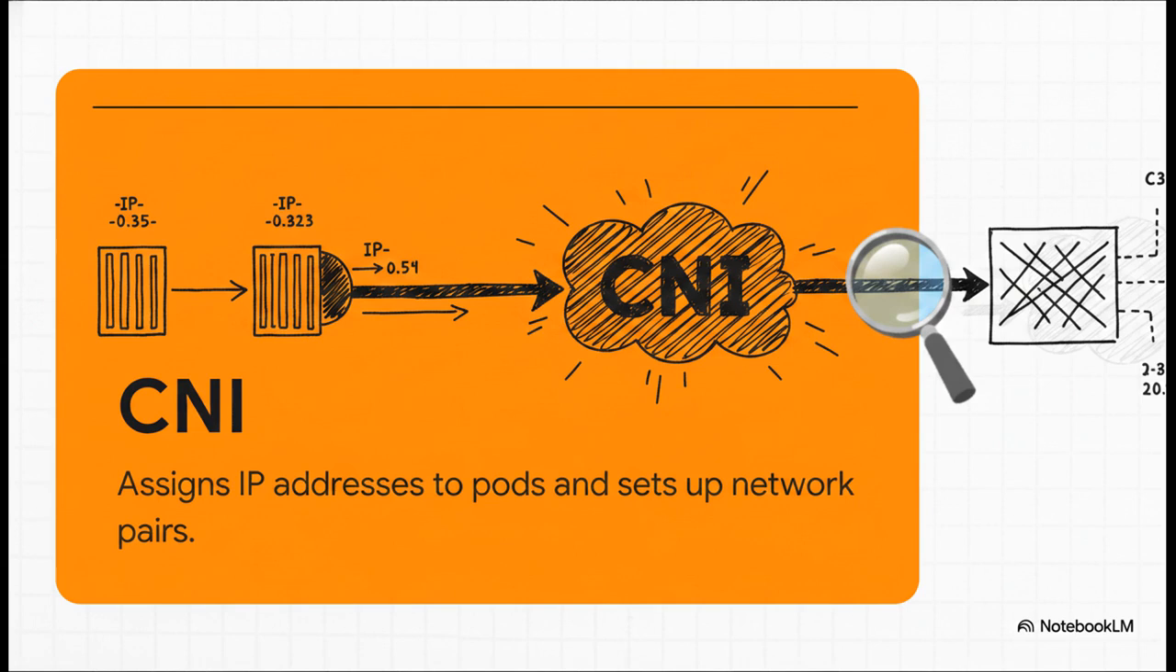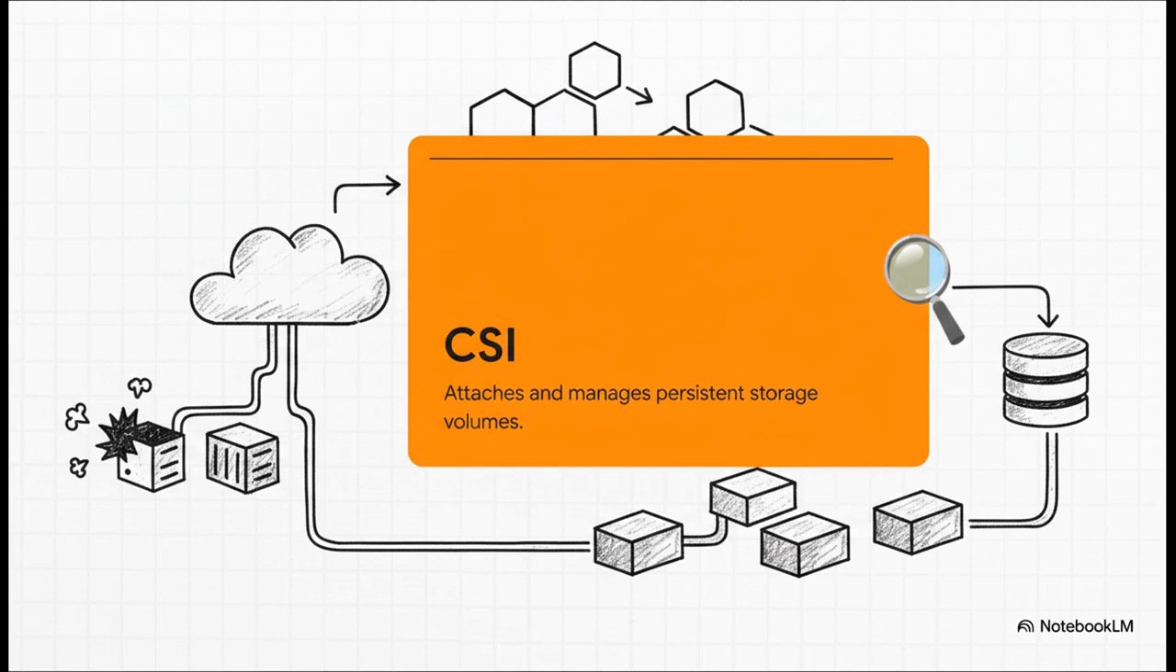Finally, we have the CSI, the Container Storage Interface. You see, containers are ephemeral. If they crash, the data inside them just vanishes. So the CSI allows Kubernetes to attach and mount persistent storage volumes directly from cloud providers. It's a brilliant design because the storage drivers live entirely outside the core Kubernetes code. That means your stateful database can easily survive a pod restart without bloating the main system. Pretty cool, right?